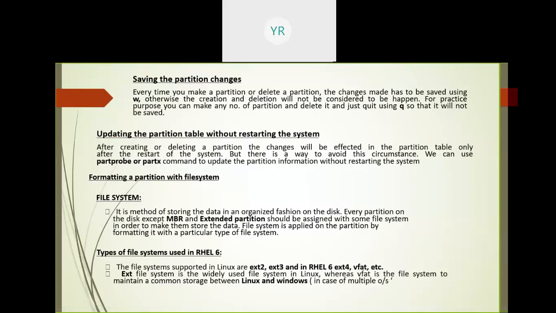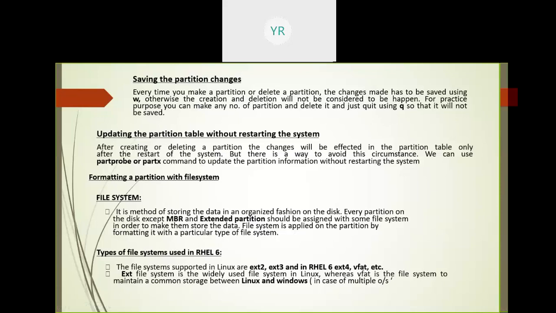After that, we need to format that partition with a file system. Why do we need to do that? First of all, we must know what a file system is. A file system is a method of storing data in an organized fashion on the disk. Every partition on the disk, except the MBR and extended partition, should be assigned a file system in order to store the data in an organized manner.